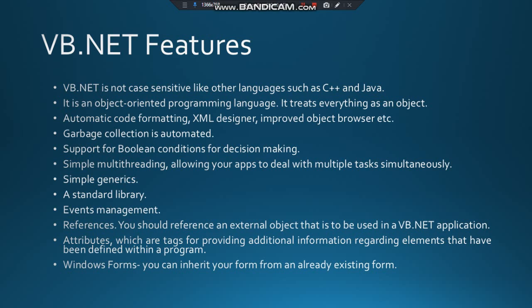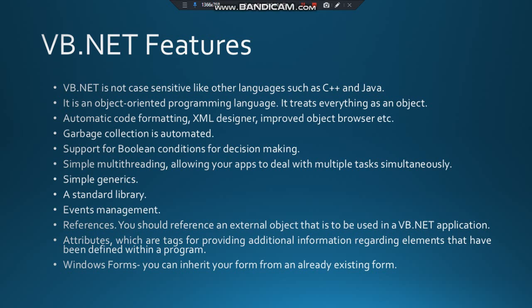Next we have the features of VB.NET. VB.NET is not case sensitive like other languages such as C++ and Java. So you can type in either uppercase or lowercase in your programs. It is an object-oriented programming language. It treats everything as an object. So everything that you type in the code will be treated as an object in VB.NET.